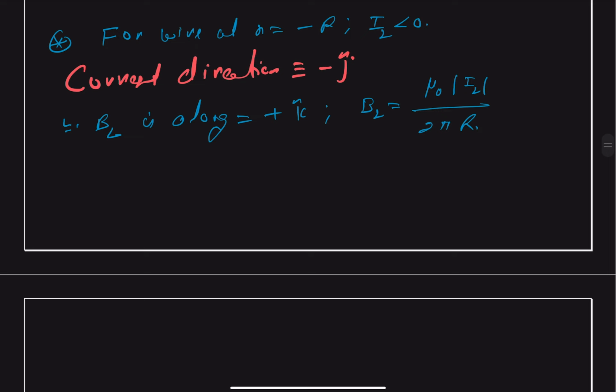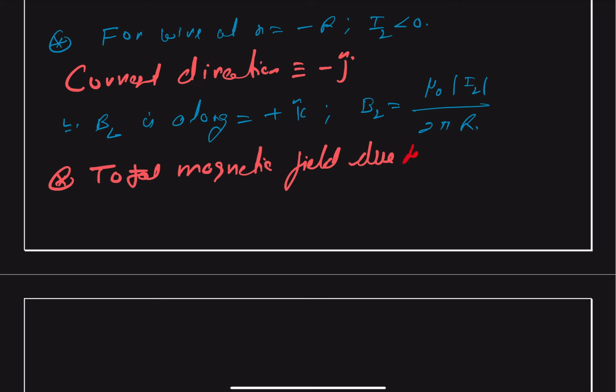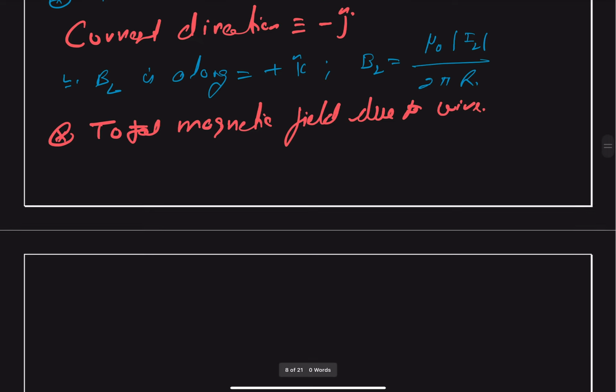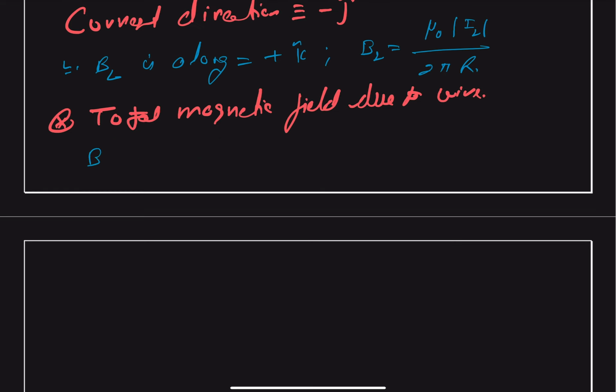So therefore the total magnetic field due to the wires, B wires, will be equal to B1 plus B2, and this will be mu naught upon 2 pi r, and here I have I1 and I2, and we have k unit vector.